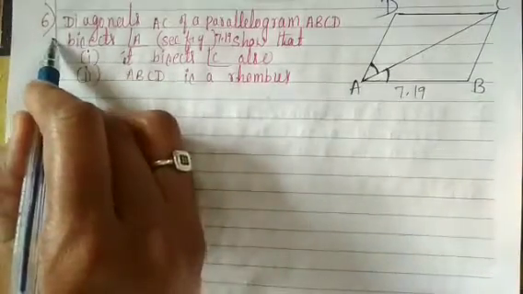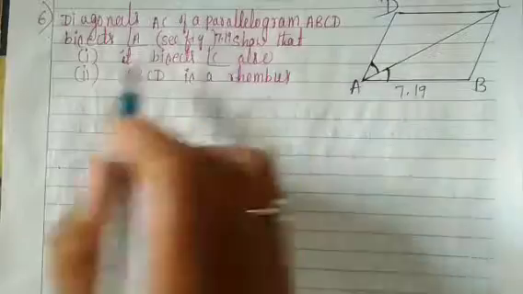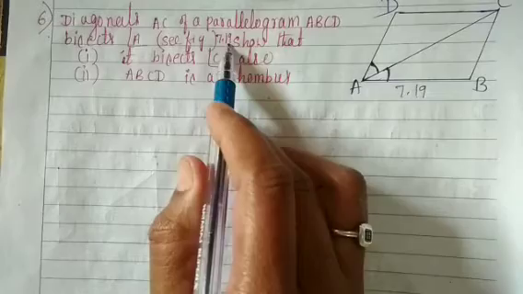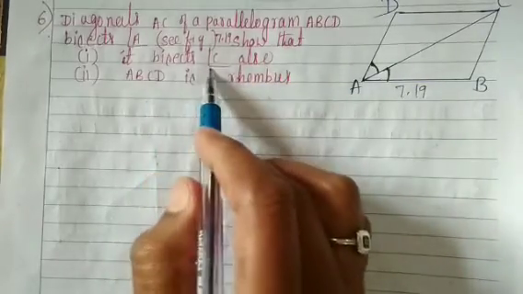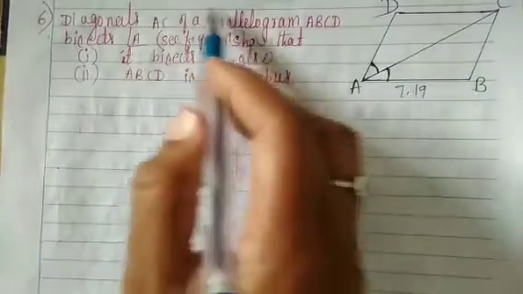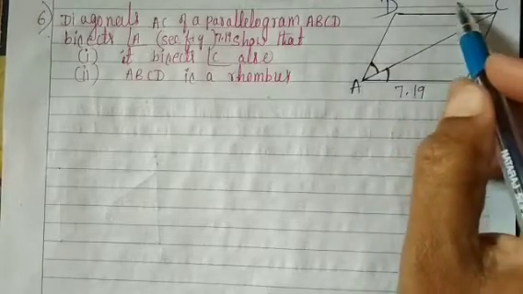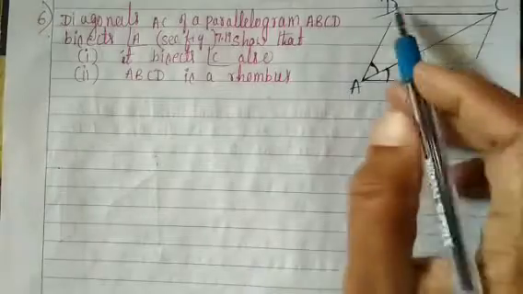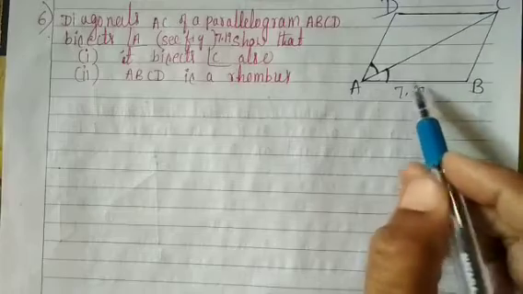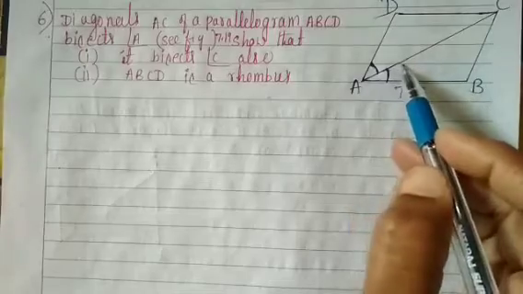Question number 6. Diagonal AC of a parallelogram ABCD bisects angle A in figure 7.19. Show that it bisects angle C. Also, ABCD is a rhombus. Once again I will explain the question. The diagonal AC of a parallelogram ABCD bisects angle A. Show that it also bisects angle C and ABCD is a rhombus. Solution.